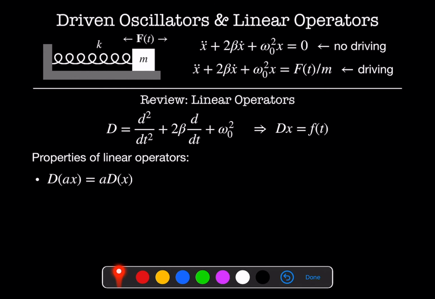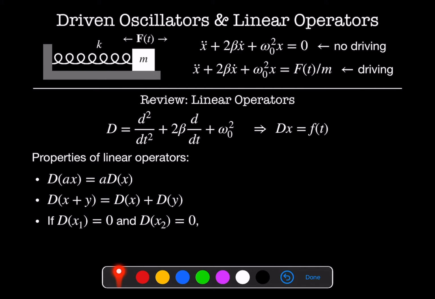One of the properties is that D acting on a constant times our function x is equal to a times D of x. The other property is D acting on two functions x plus y is equal to D acting on x plus D acting on y. And these two properties together define an operator as being linear. But when we combine them together, we end up with a property called superposition. And this is something that is used at all different levels of physics.